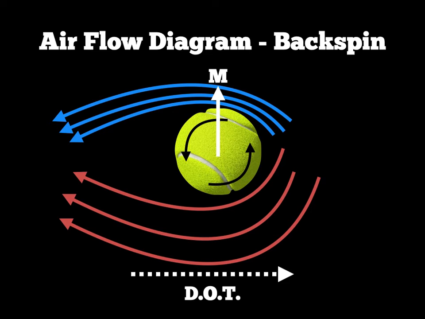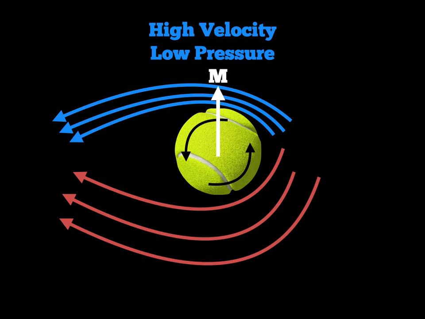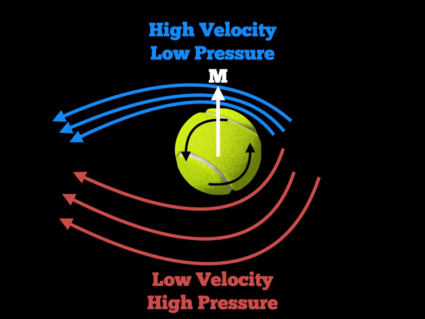To complete your diagram, remember, we need to talk velocity and pressure. So all we've got to do is add the statements in. High velocity, so faster airspeed on the top, and low pressure is above the tennis ball, and low velocity and high pressure is below the tennis ball. When you write those in, they must be next to the arrows, or above and below in the correct order, or with the correct part of the surface. And that is a complete backspin air flow diagram.